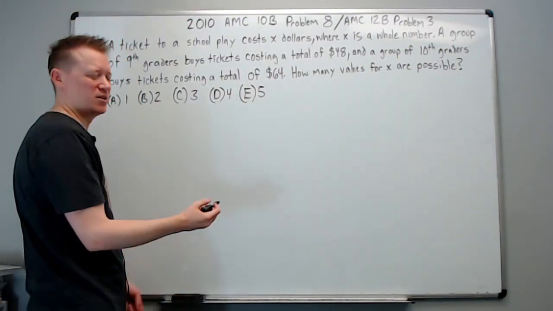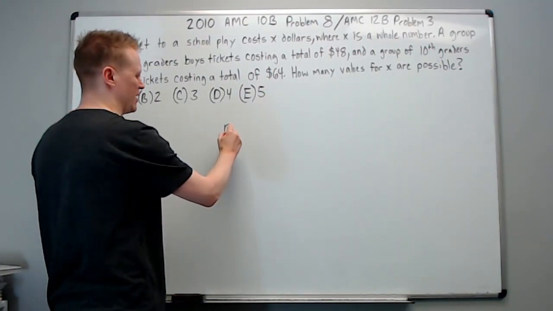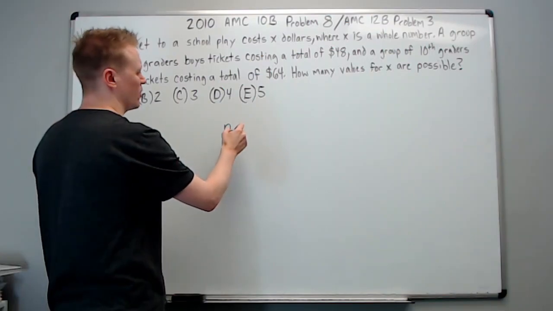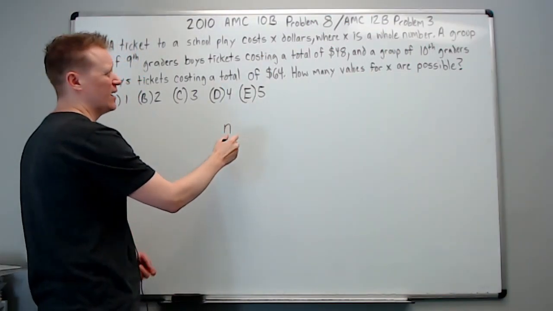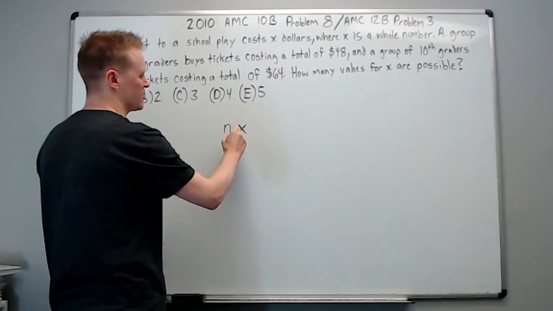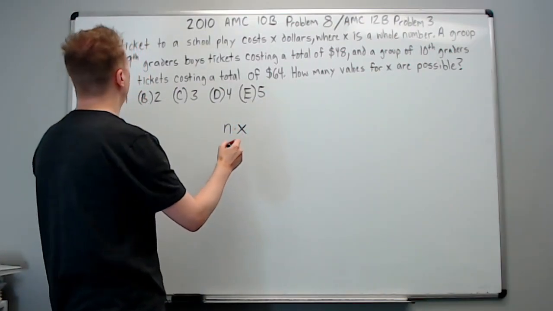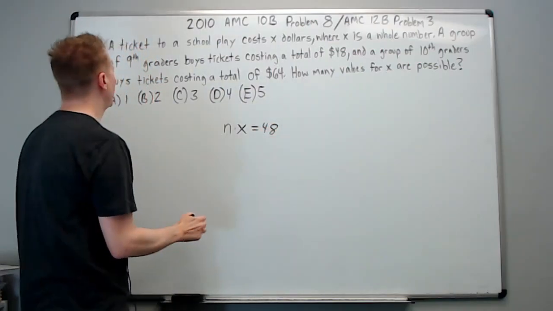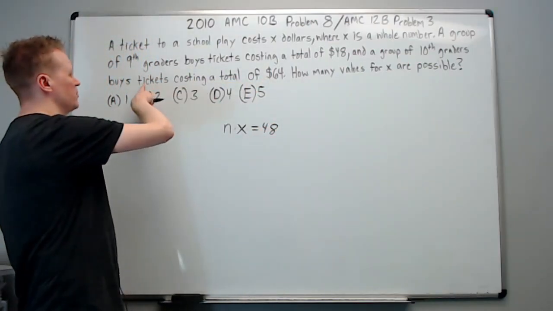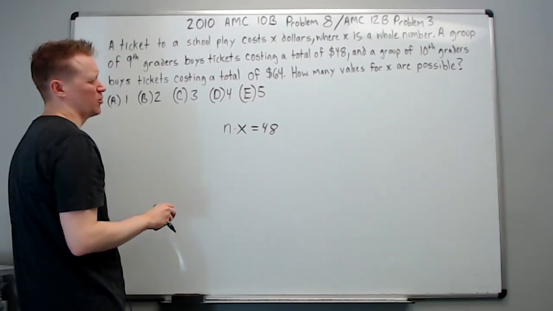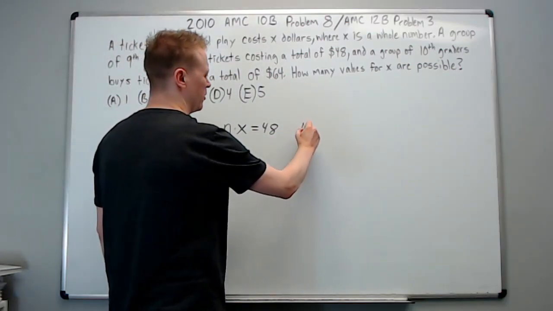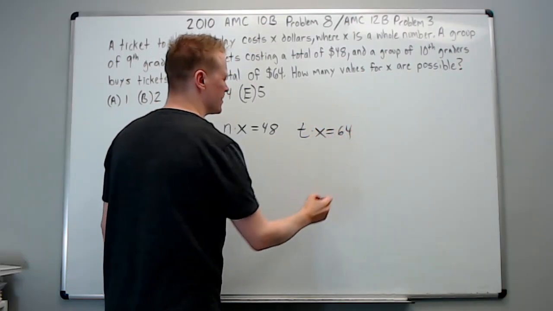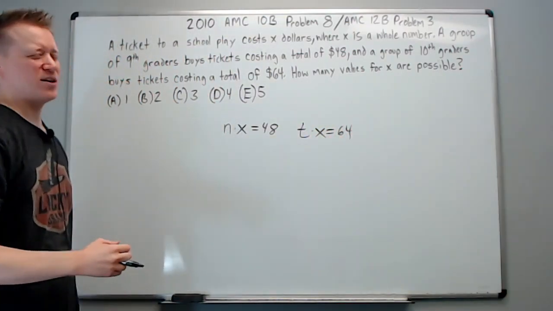Well, we don't know the number of 9th graders. So let's say the number of 9th graders is N. They buy N tickets, I guess it would be, each costing X dollars. Where X is a whole number, it says their total cost is 48. We can also say that the 10th graders buying tickets costing a total of 64, so they will buy the number of 10th graders times the number of tickets equals 64. How many values for X are possible?